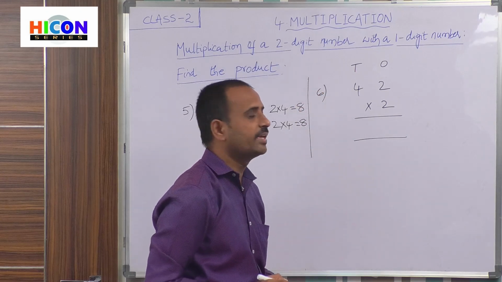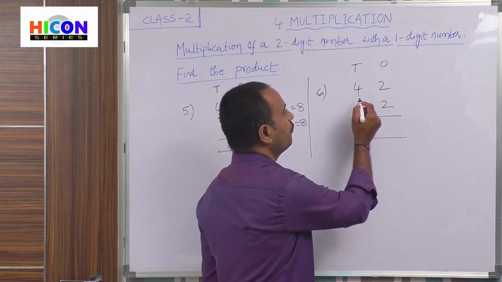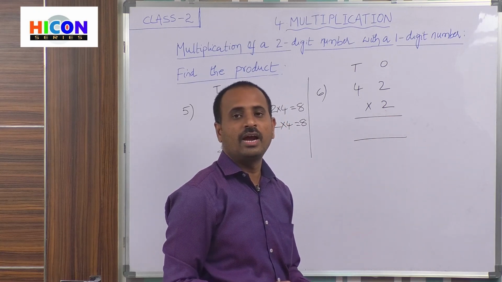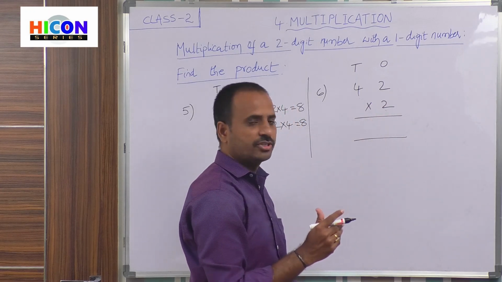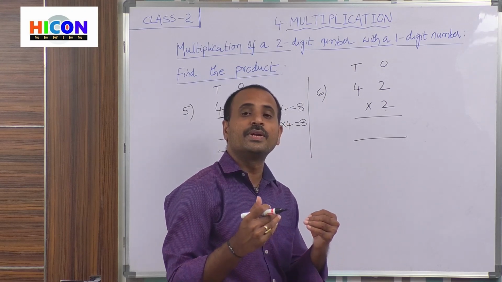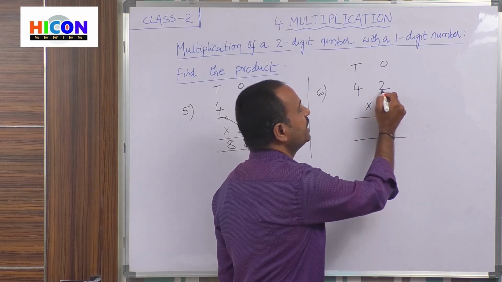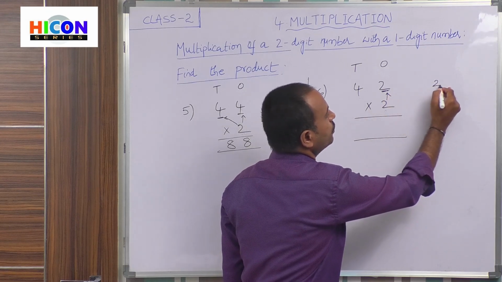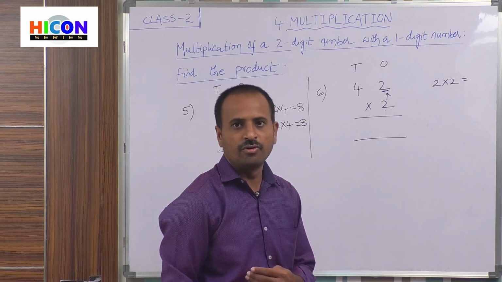And see the next problem here, that is the 6th problem. What is the 6th problem here? Look at the board. Here they have given a 2-digit number, that is 42, and a 1-digit number, that is 2. We have to multiply this 42 by 2. Now let us start multiplication from ones place. First multiply the digit present in the ones place with 2. Which digit is present in ones place? 2 is present in ones place. So multiply 2 with 2. That is 2 into 2. Children, how much are 2 2s? 2 2s are 4.